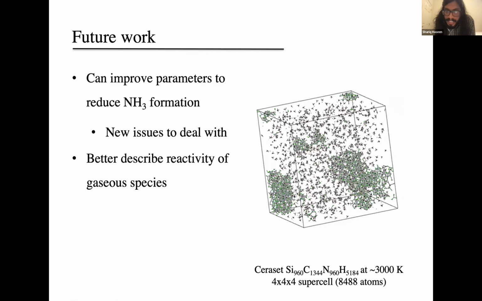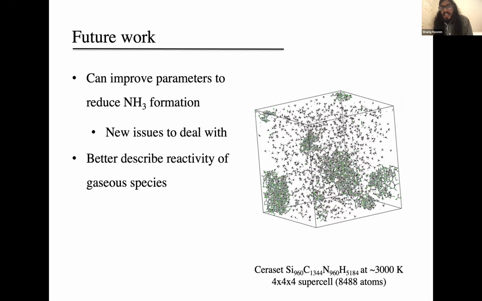So we can start taking care of that, though it does lead to some interesting new issues in terms of local bonding and coordination. In any case, our future work is really going to be describing the reactivity of gaseous species better.